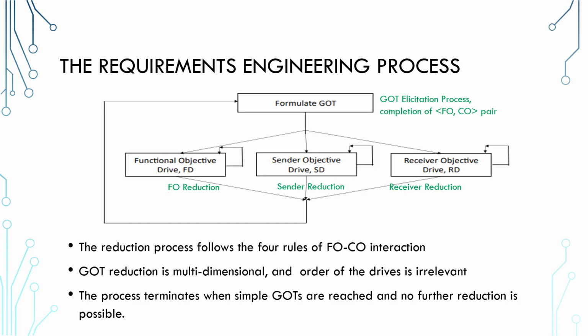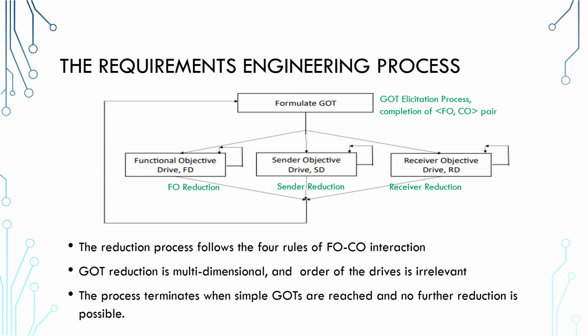Now let us consider the requirements engineering process. The requirements engineering process considers how the hierarchy is built. The first step is formulate GOT, in which the GOT pair is completed. This is because it usually happens that either the FO or CO is elicited first. Therefore, it is necessary for us to formulate GOT in order to complete the GOT pair. Once this is done, the GOT reduction step can proceed.